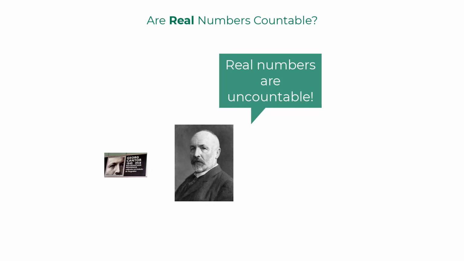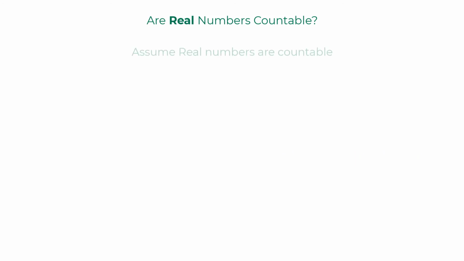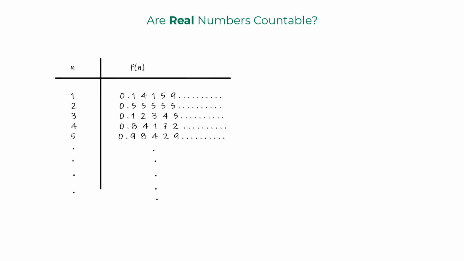To prove this, we will use the technique of proof by contradiction. First, we start by assuming that real numbers are countable and a correspondence exists between natural numbers and real numbers. Let us consider the set of infinite real numbers between 0 and 1. I'm picking a few numbers and listing them in this table.